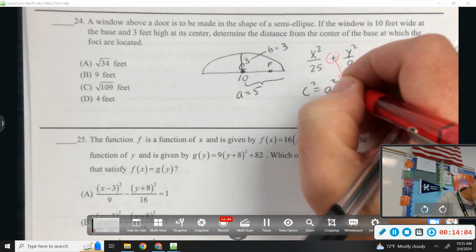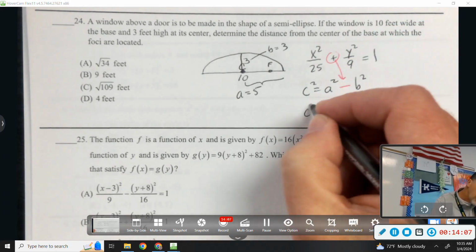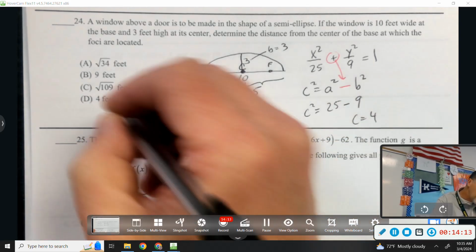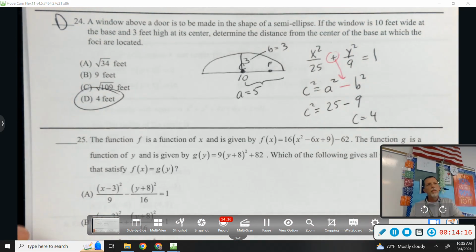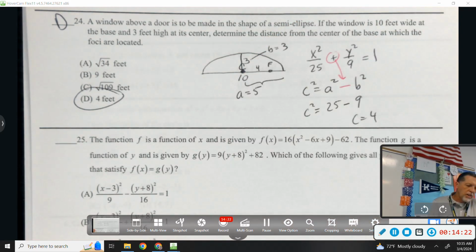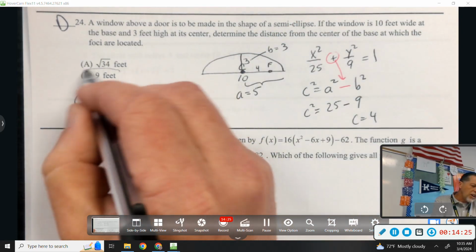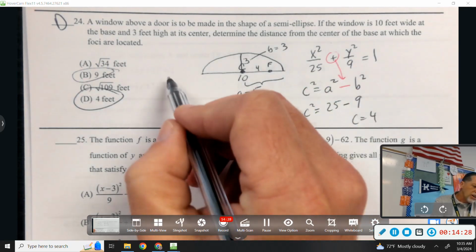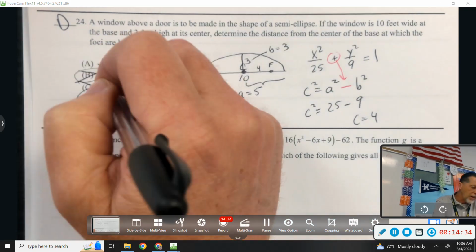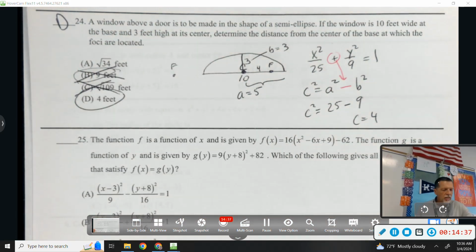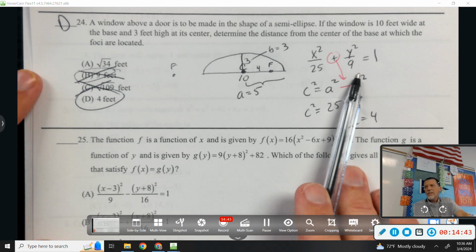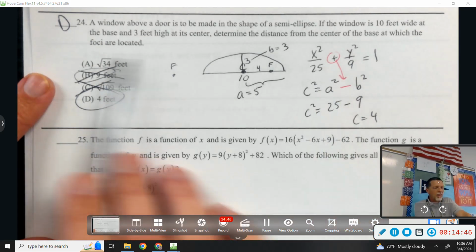A squared minus B squared. So 25 minus 9 is 16. So C is 4. Which I think makes sense for our picture. If you were really paying attention and you got 9 feet, then that means your foci would be outside of the ellipse, so hopefully that would be weird. Square root of 100 is more than 10. That'd be outside of the ellipse. That would be strange. 34 you would get if you did A squared plus B squared. Right? It's like, we know the mistakes you'll make. We make those, and then that's where we get our bad answers from.